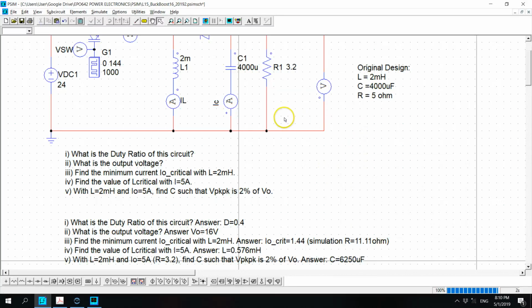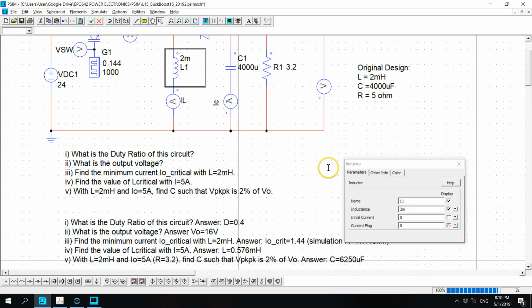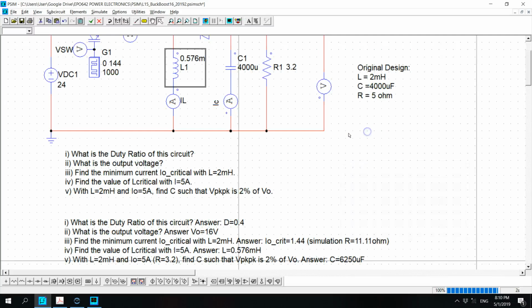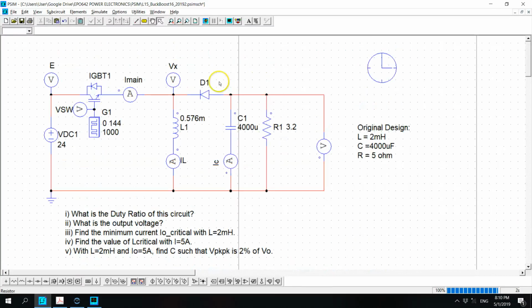And so if you have 3.2 ohm, that will give me the output current of 5 amps. And we want to find the inductor value, so the answer here is L equals 0.576. I'm going to change that to 0.576, but make sure that you calculate that using the equation and get this answer, 0.576 millihenry. Let's simulate. Again, under this condition, we can see that the current falls to 0 and then rises again. Let's run the circuit.